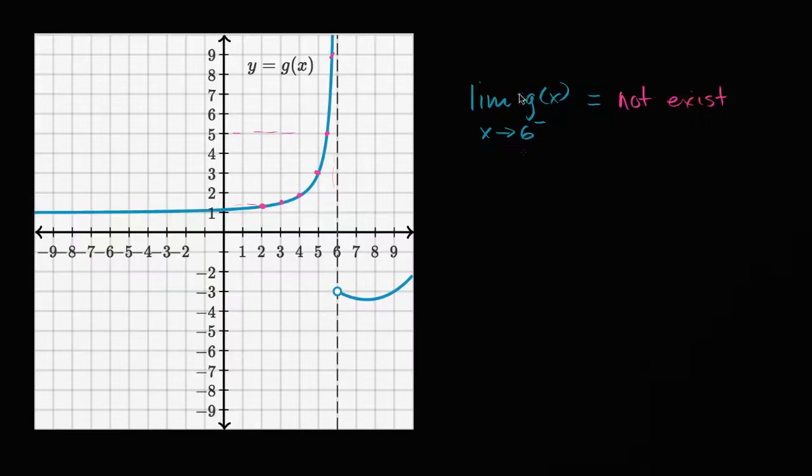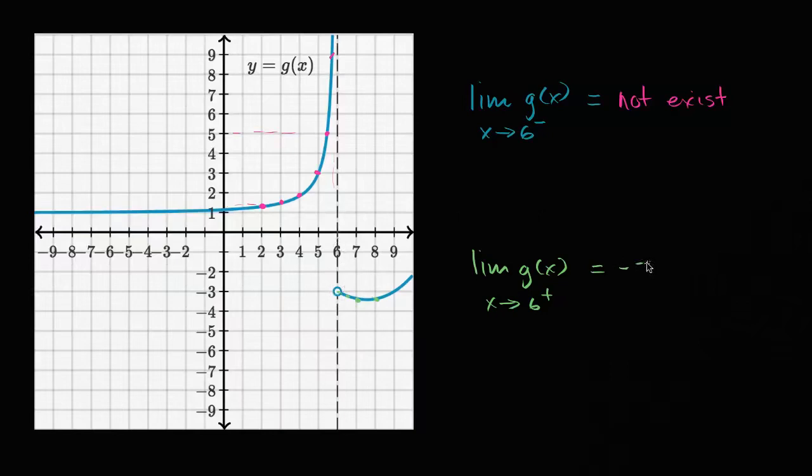And this is interesting because the left-handed limit here doesn't exist, but the right-handed limit does. If I were to say the limit of g of x as x approaches 6 from the right-hand side, well, let's see. We have g of 8 is there, g of 7 is there, g of 6.5 looks like it's a little less than negative 3, g of 6.01 is even closer to negative 3, g of 6.000001 is very close to negative 3.